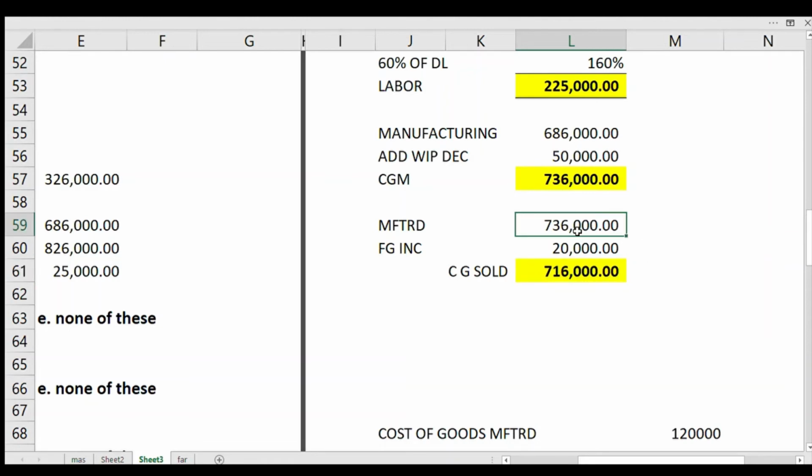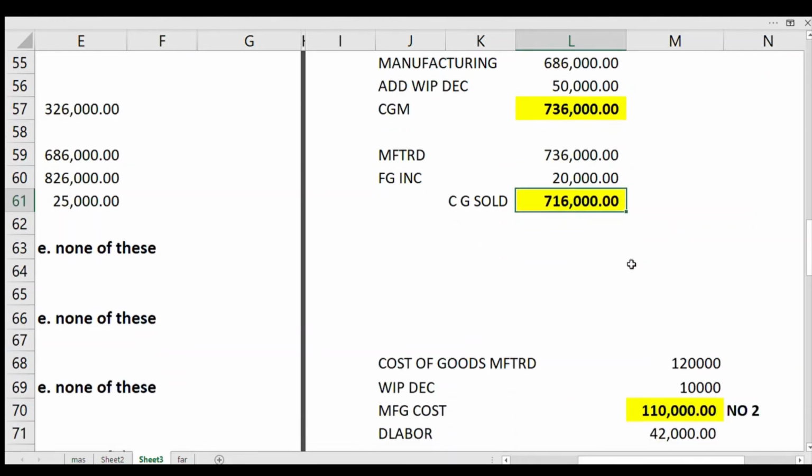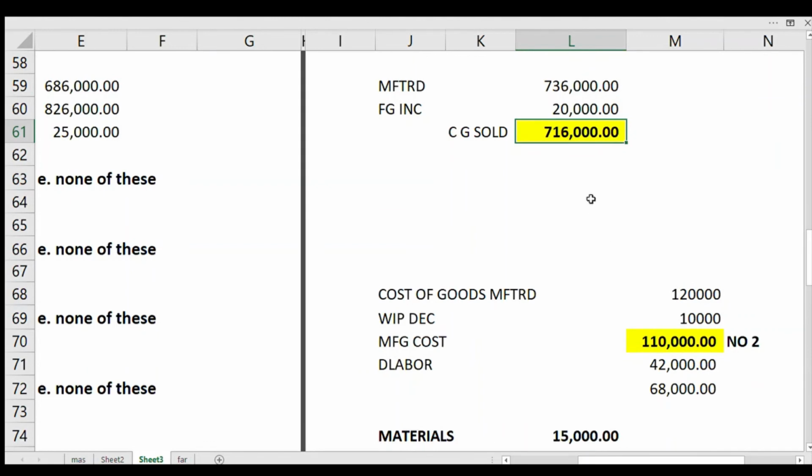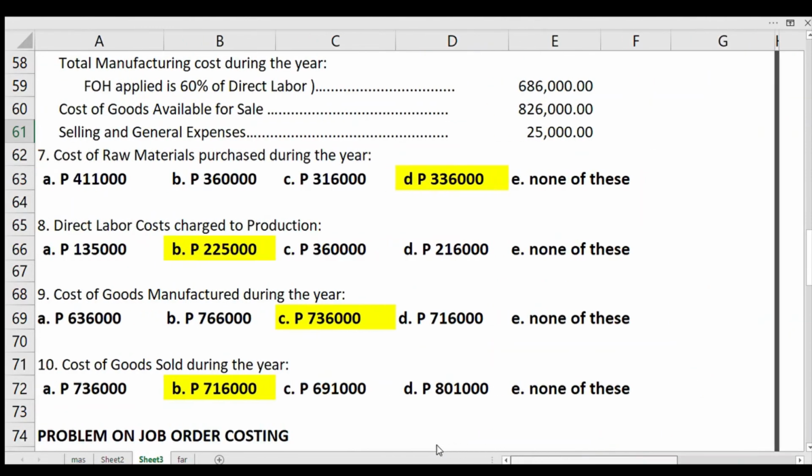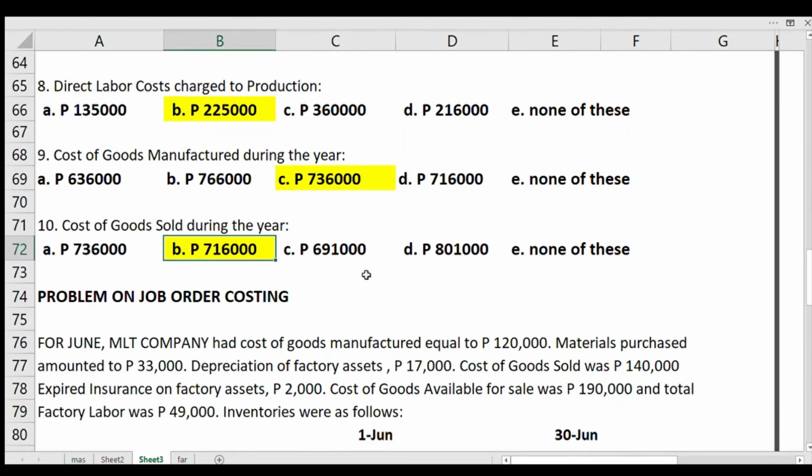Okay, let's see. Your manufactured is 736, and you increased your finished goods inventory, that means to say not all your available for sale was sold. So, out of 736,000, and there was an increase in finished goods of 20,000, that means to say, out of the 736,000 manufactured, only 716 was sold. So that's how you got your cost of goods sold. Okay, so we already explained how we got the 716.